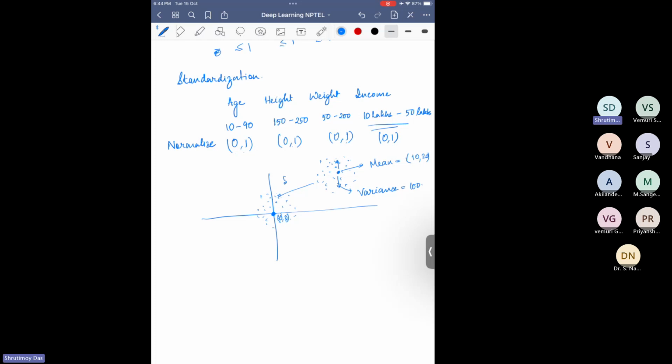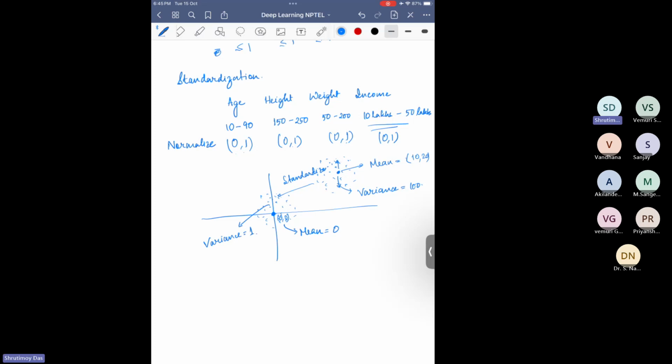But when I standardize, my mean becomes 0. That is, my data becomes more centered, it looks good, and my variance also becomes 1.